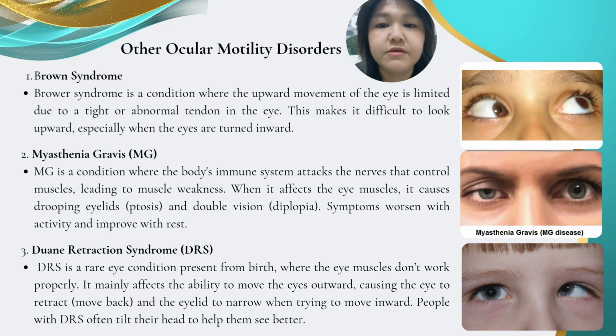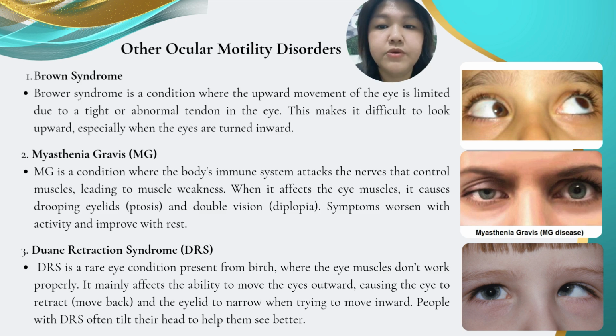myasthenia gravis, or MG. MG is an autoimmune condition where the immune system attacks the nerves that control muscles. When this affects the eye muscles, it can cause a drooping eyelid, also known as ptosis, and double vision, or diplopia. Symptoms tend to worsen with activity but improve with rest.